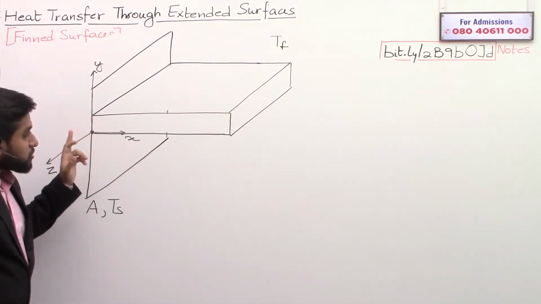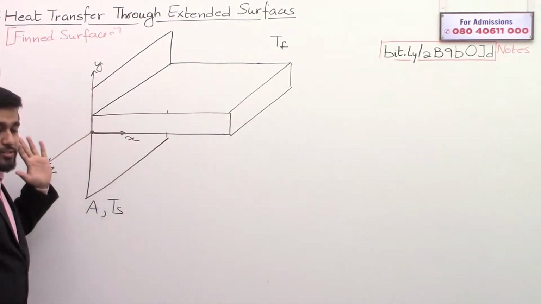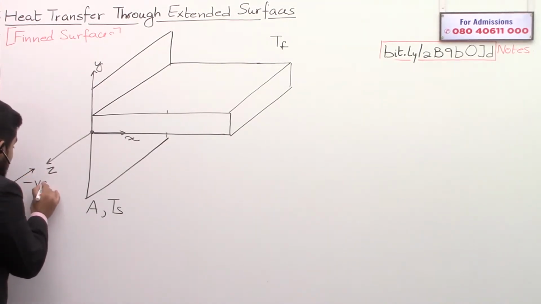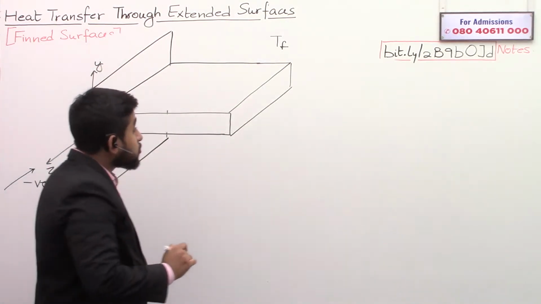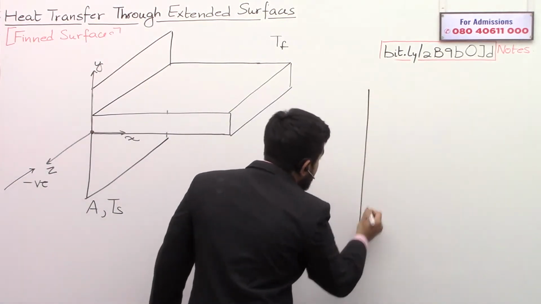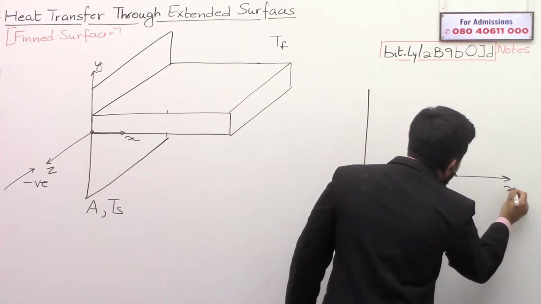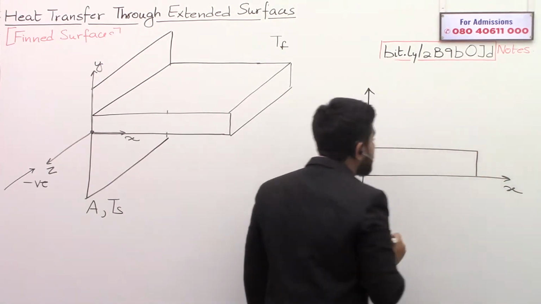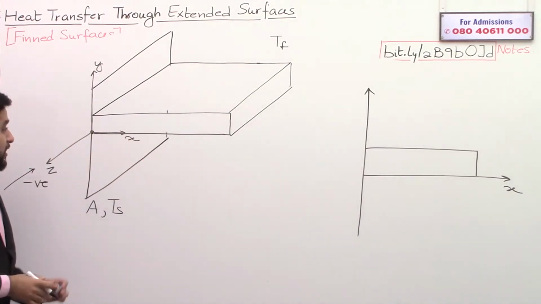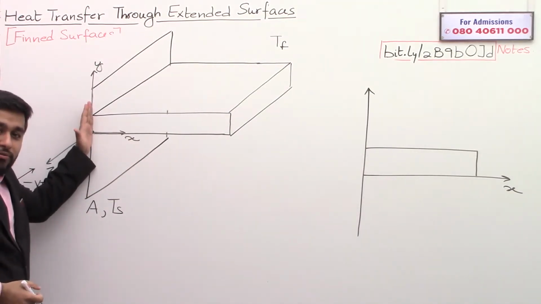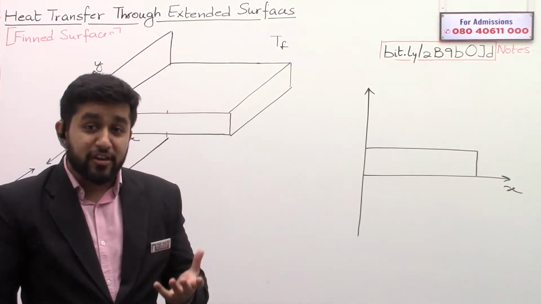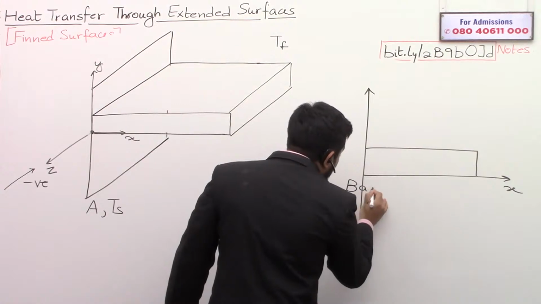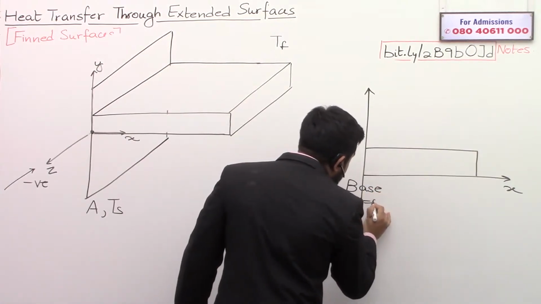So to do my analysis, I have marked a coordinate system x, y, z. If I look along the negative x-axis, negative z-axis, I will see a 2D figure, that is the xy plane. So here I have the xy plane, and along the xy plane, this is your fin. Now at x equal to 0, which is the joint between the fin and the solid surface, you can call it the base.